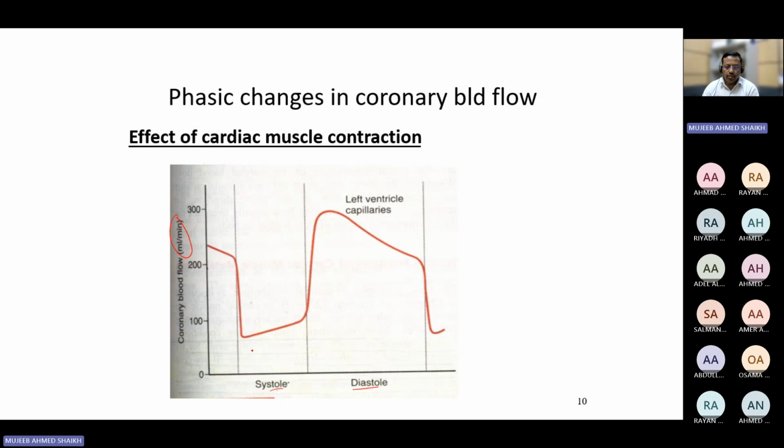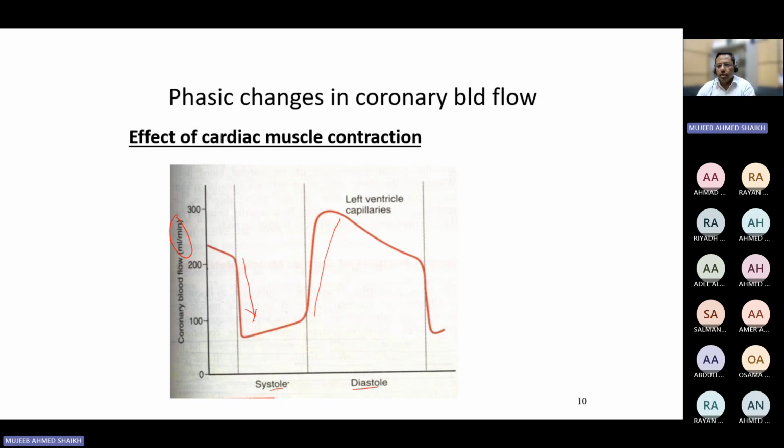So during systole, when the muscles are contracting, the flow is decreasing. During diastole, when the muscles are relaxed, the coronary blood flow will increase because it is relaxing or dilating the vessel like this, or making it open properly. Here it is constricted, so flow will decrease. Here it is dilated, so flow will increase.